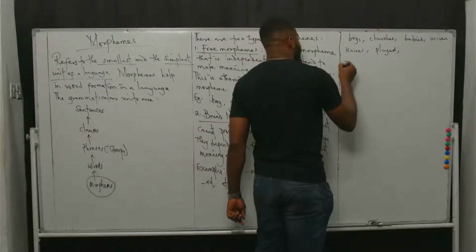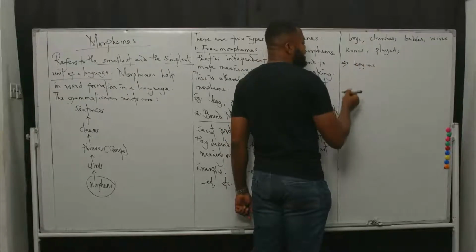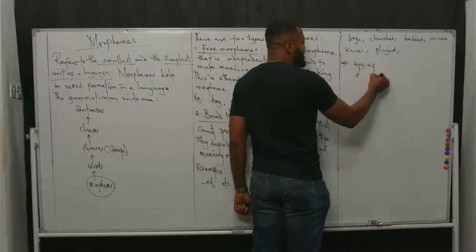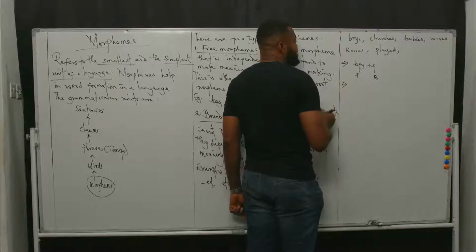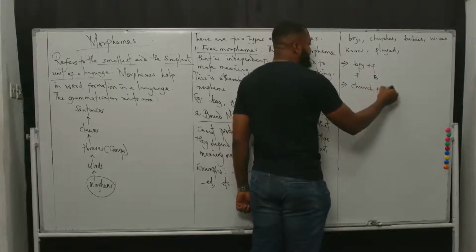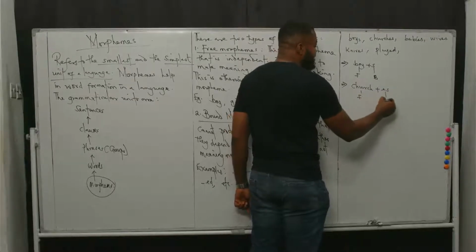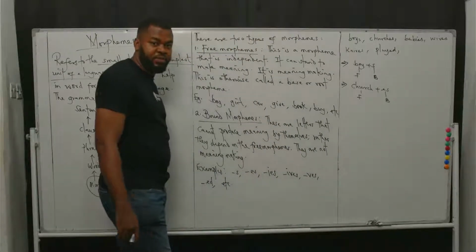So here we have an example that's BOY plus S. So what happens? The BOY is the free morpheme, while the S is the bound morpheme. Okay. Next one, churches. Church plus ES. So the church is the free morpheme. The ES is the what? That's the bound morpheme. I hope you're getting the point, class.